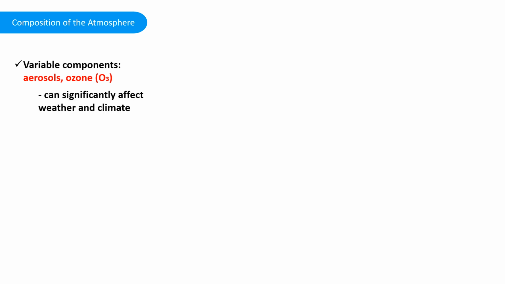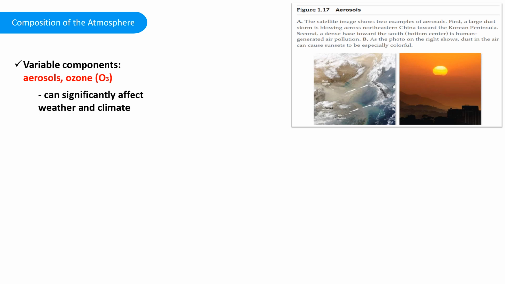Aside from the two non-variable components, we have another two more variable components, the aerosols and the ozone. Again, they can significantly affect the weather and climate. You can see in this picture, these are the examples of the aerosols. The satellite images show two examples of aerosols.